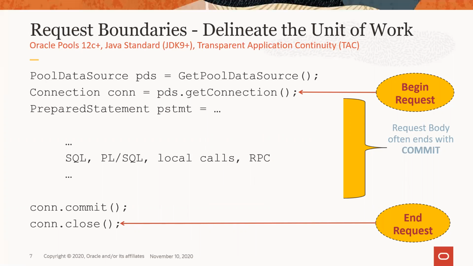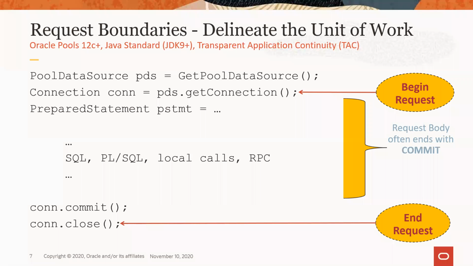Okay, so it's very simple. The database sees the beginning of the work and the end of the work, and it knows what those bound the request as a unit of work. And we use that in many cases, and I'll explain as we go through.